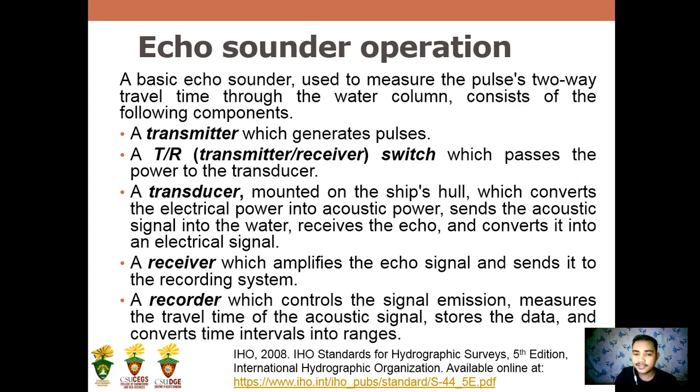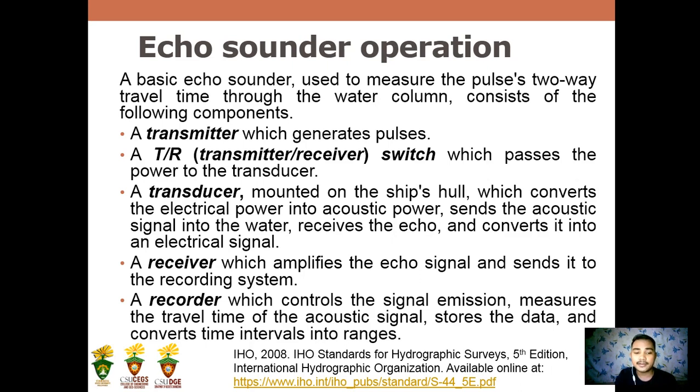Again, the transmitter generates the pulse. After the transmitter, it goes to the TR switch, which passes power to the transducer. The transducer is what we see attached to the boat. It converts the electrical signal or power into acoustic power, then sends it toward the target, which is the seabed.